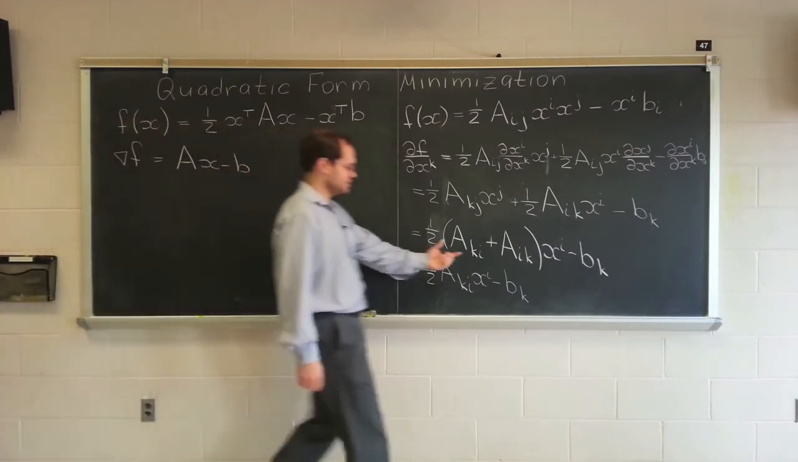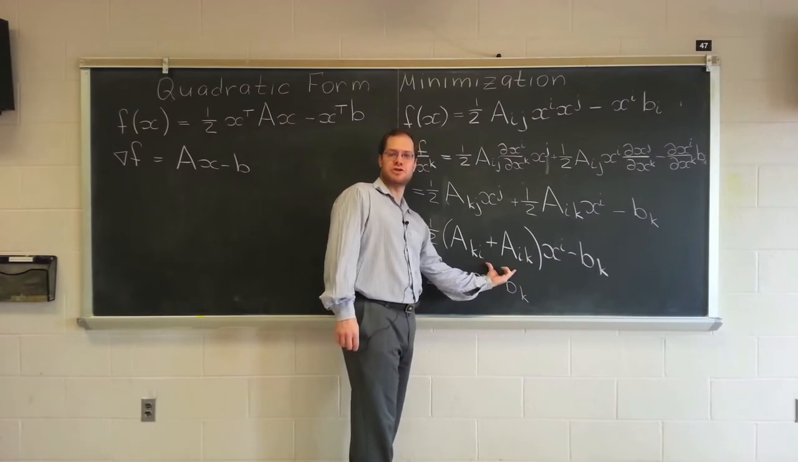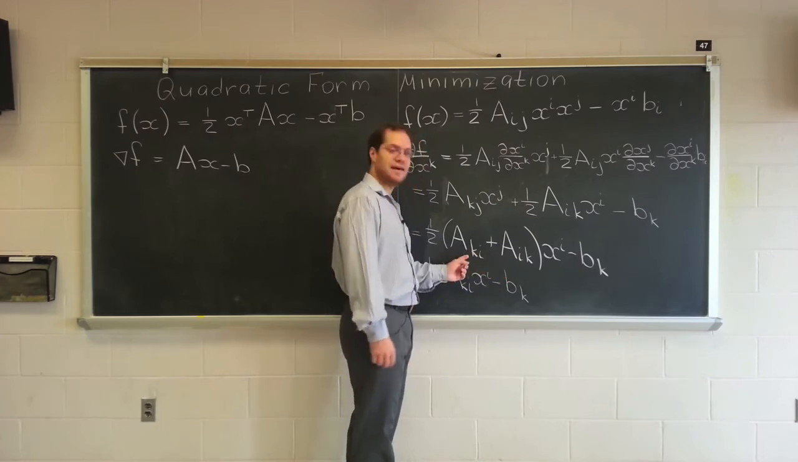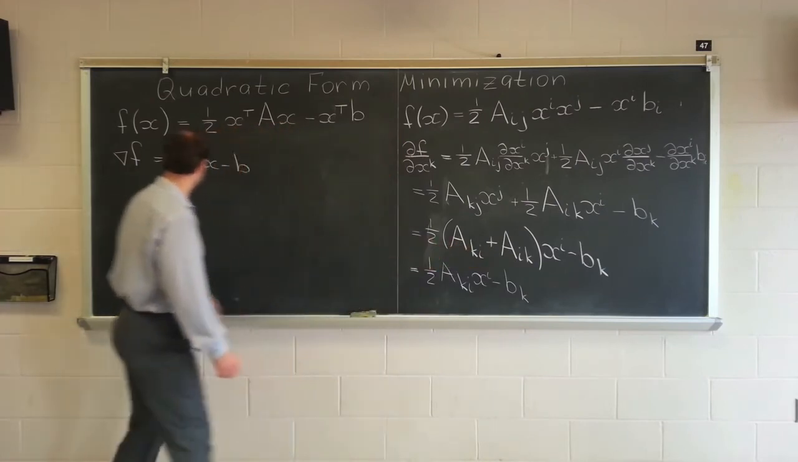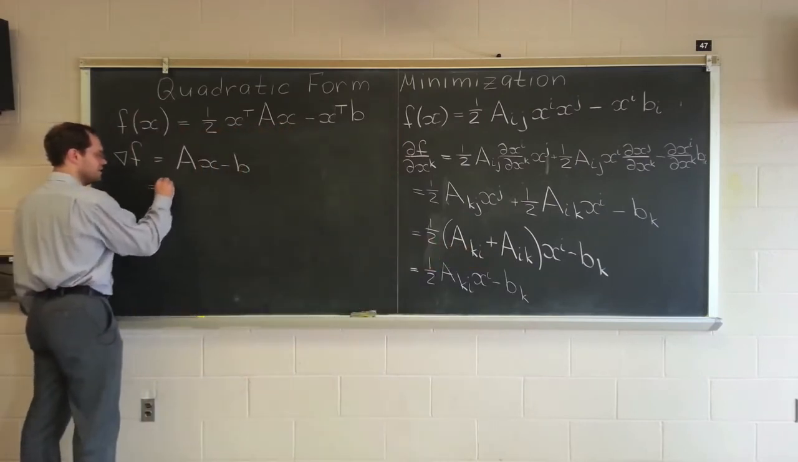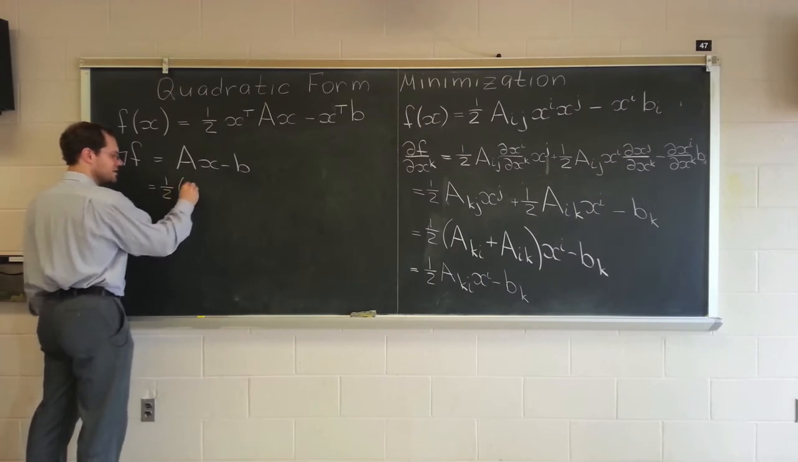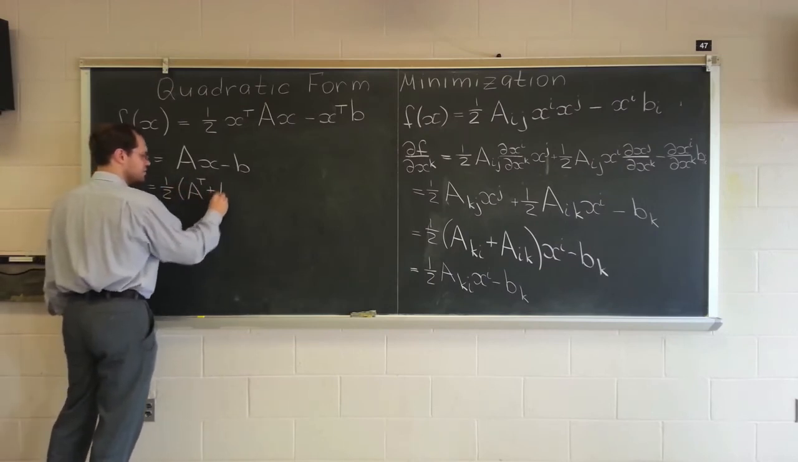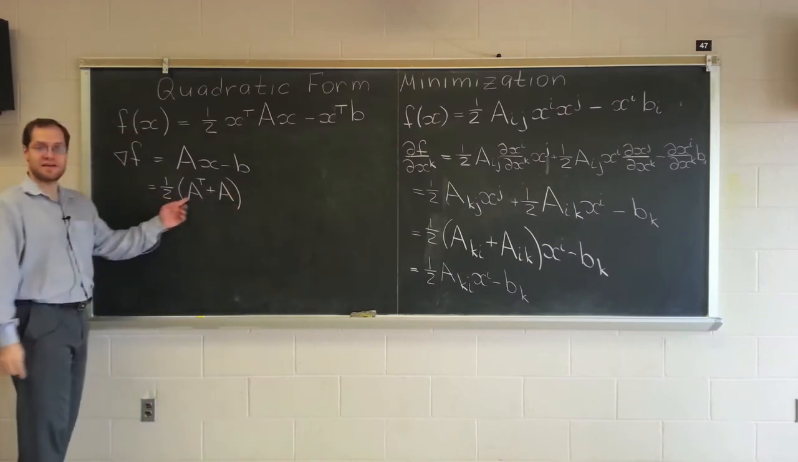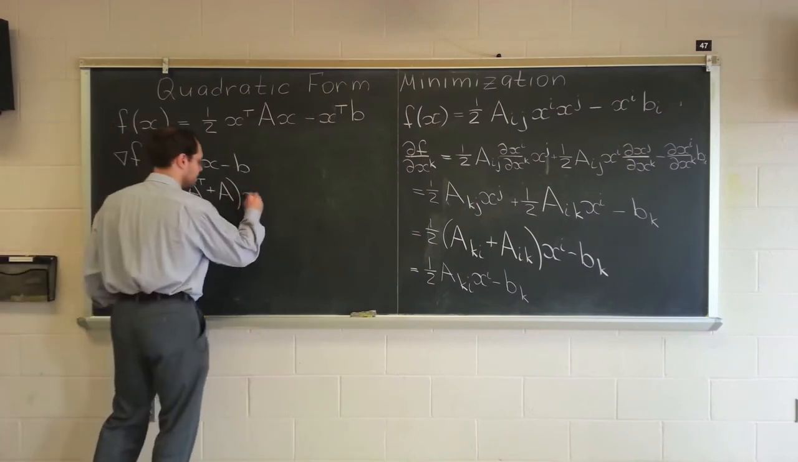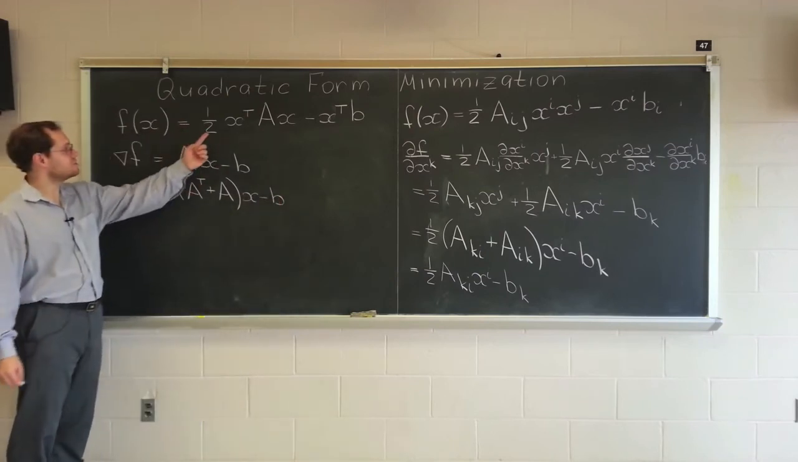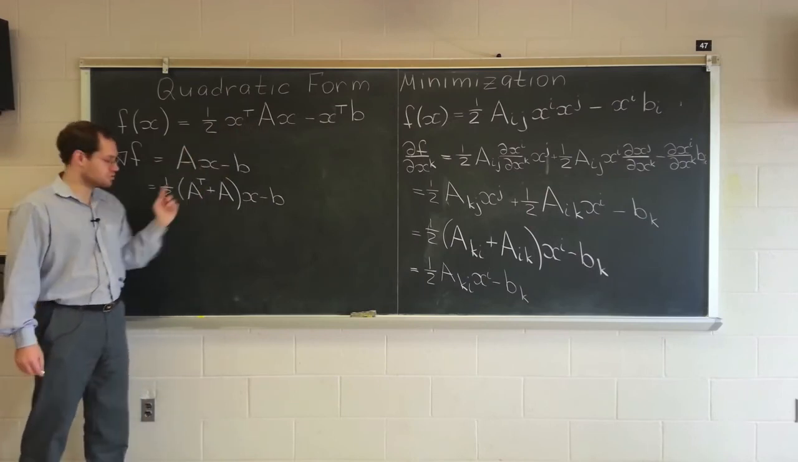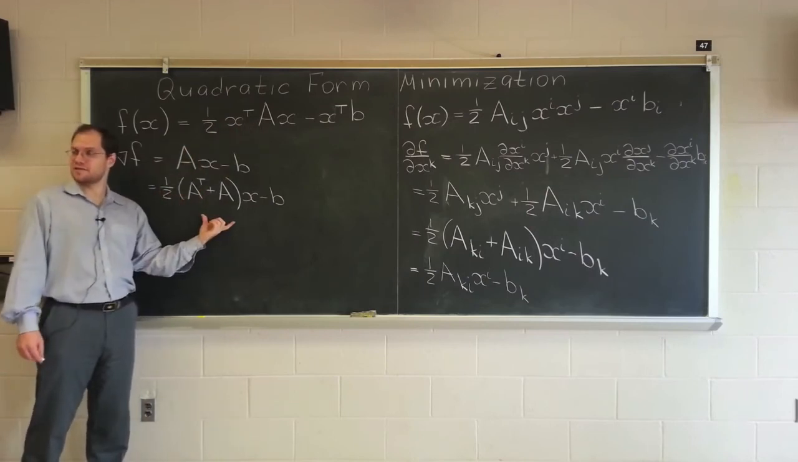But if A is not symmetric, what would you call this in matrix terms? If this, let's say, is A, then what is this? A transpose. So the general answer is, if A is not symmetric, then the general answer is 1/2 A transpose plus A. It's called the symmetric part of A. Wouldn't that make it symmetric, if you're adding the transpose to A? That's right. So even if the matrix is not symmetric here, the gradient ends up having a symmetric matrix in it.